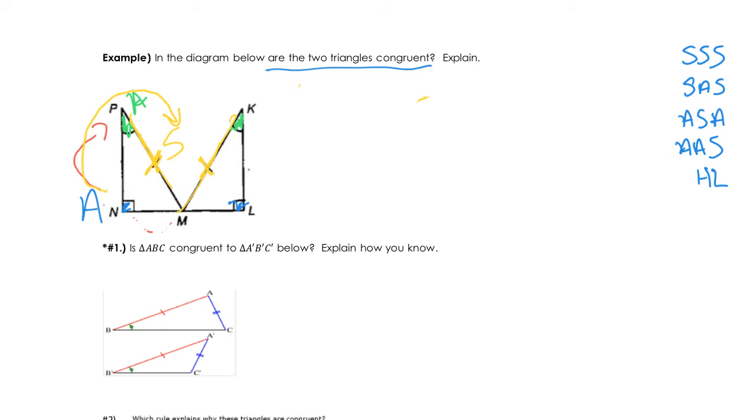So I would say yes. Triangle NPM is congruent to triangle. Now I started with N, so I'm going to start with L because those angles match up, right? The 90s. Then I went to the P, so I'm going to go K. And then I went to M. Oh, and it's the same point, so it's M. So you just want to make sure your letters match up. So the N matches up with the L.